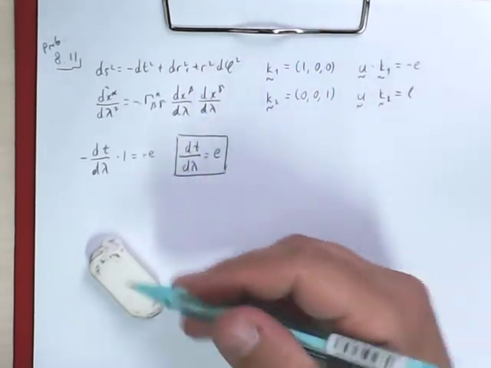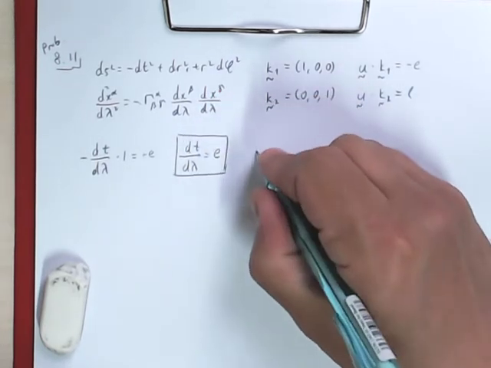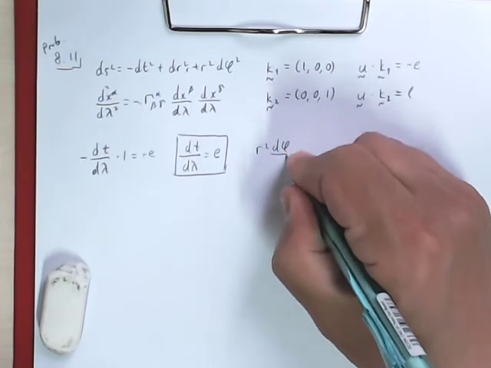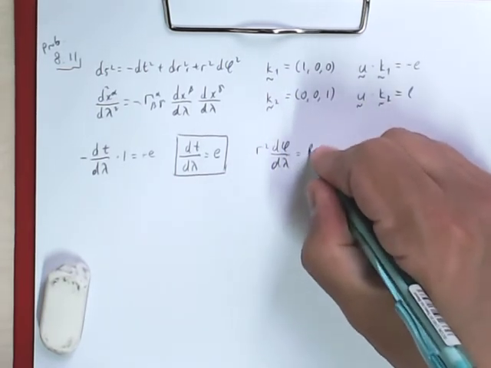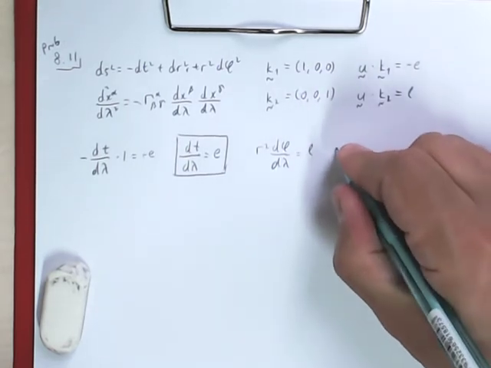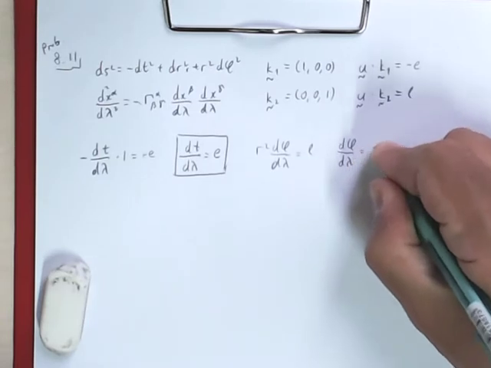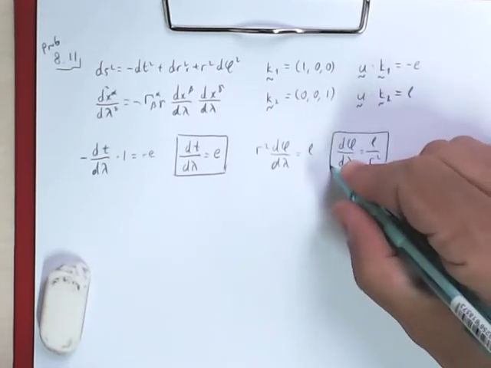The second one is going to be, from the metric we have r squared, then d phi by d lambda. From here we just get 1, that is going to be equal to L. So d phi by d lambda is some constant divided by r squared. So that's my second differential equation.